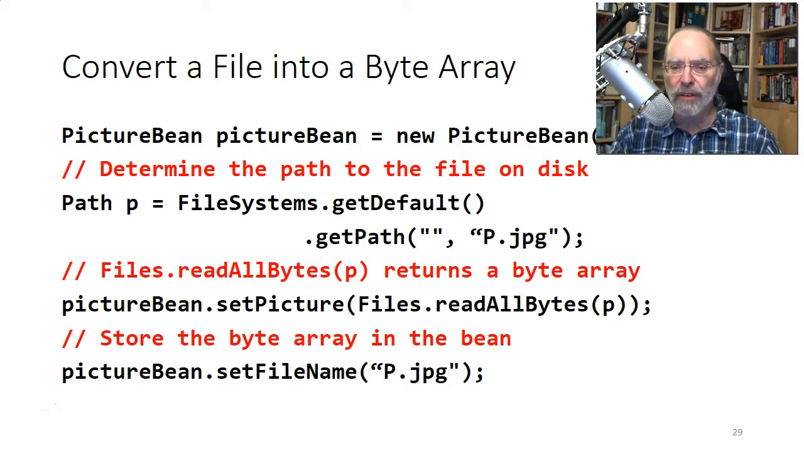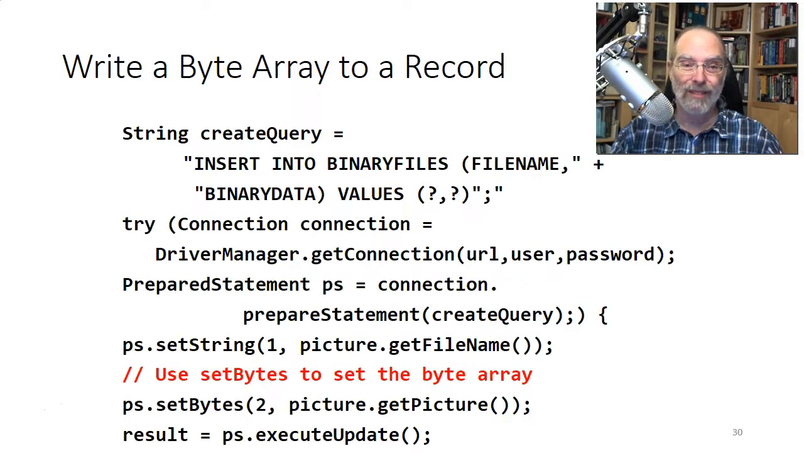Remember, our bean had 3 fields: the ID, that's coming from the database, the name of the file, and finally the byte array itself. So my bean is ready. It's time to do something with it. So let's write it to a record in our database.